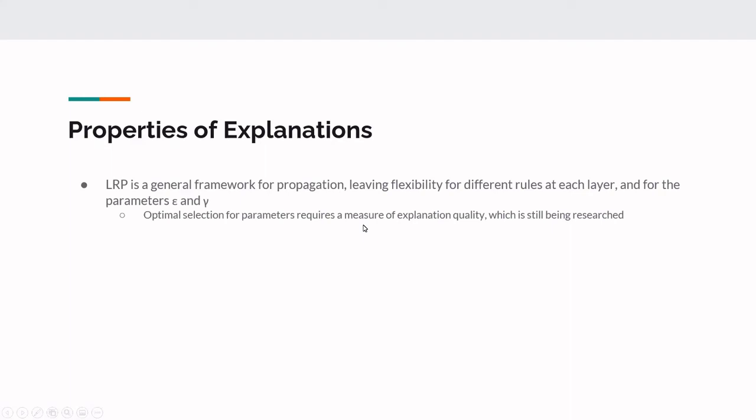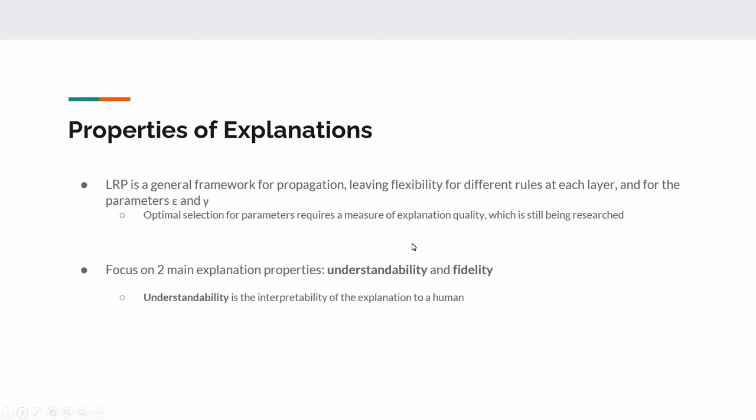But to actually optimize this flexibility, we need a quantitative measure of explanation quality, but that's still being researched right now, and we don't really have a definite way of quantifying that. So in its place, we're focusing on two qualitative explanation properties, which are understandability and fidelity. Understandability is very simple. It's simply how well we as humans can interpret an explanation. Fidelity is how accurate the explanation is to the representations of those neurons. But an important thing to note is these are qualitative measurements.